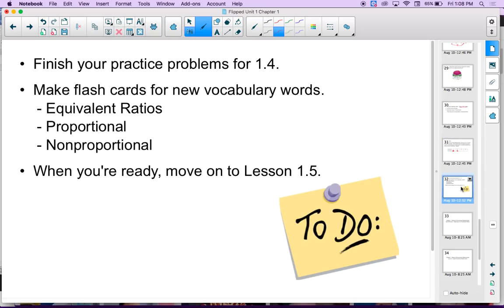Here's your to-do list for this lesson. Finish your practice problems, make your flashcards for your 3 new vocab words, and when you're ready, you can move on to lesson 1.5.